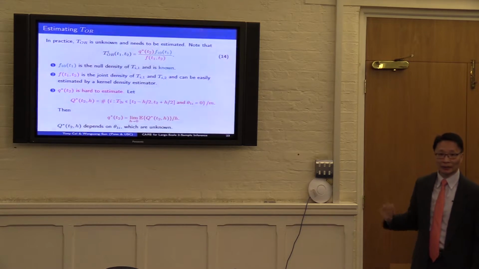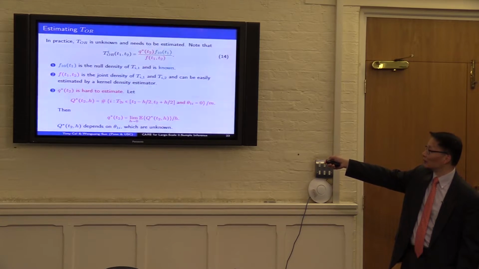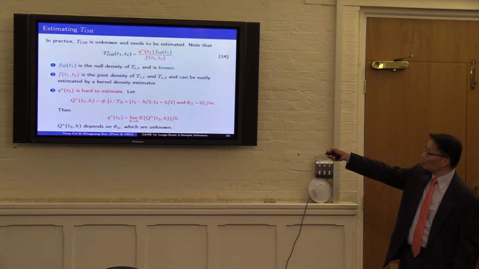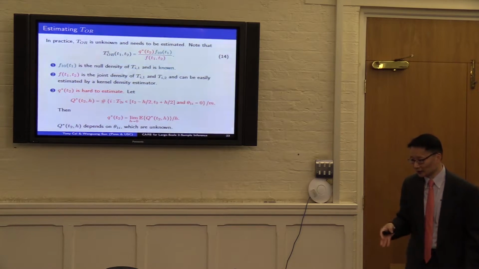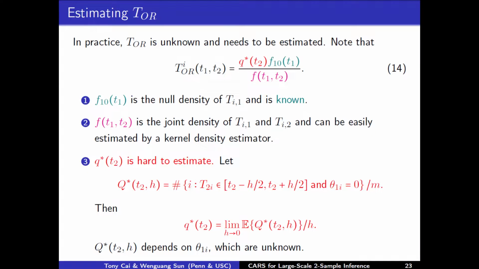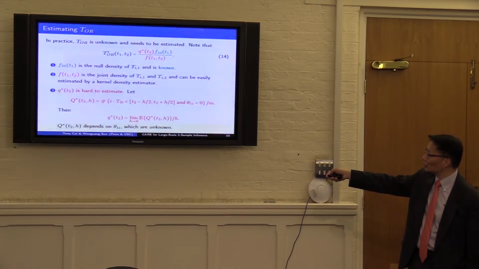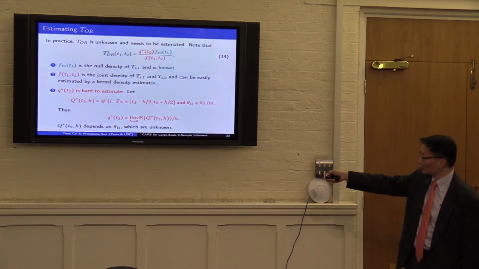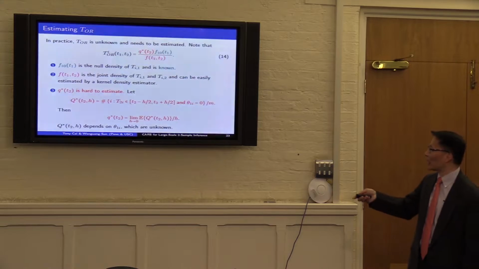And we have IID samples of the pairs, so we can easily estimate it by a kernel estimate. But Q star T2 is hard to estimate. That's the conditional probability of theta 1 being 0, given the distribution of T2. We can redefine Q star in a slightly different way, and Q star T2 can be rewritten as a limit of this quantity here. But by itself it is not very helpful.